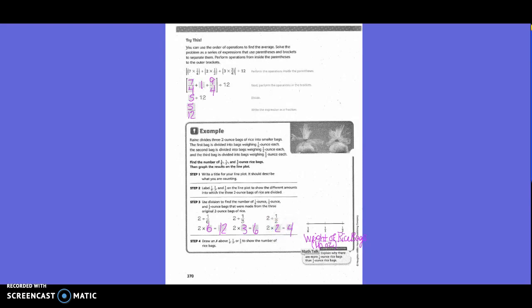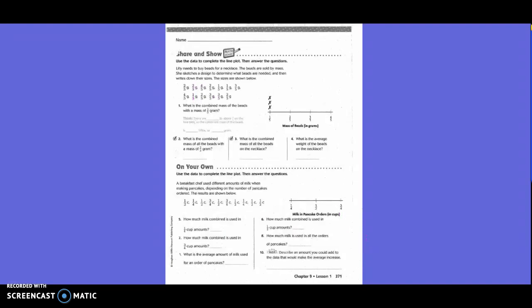Then it says draw next above 1/6, 1/3, or 1/2 to show the number of rice bags. So how many do we draw above 1/6? 12. How many above 1/3? 6. How many above 1/2? 4. So that shows how much was put into each one, correct? Okay. Share and show. Use the data to complete the line plot, then answer the questions.